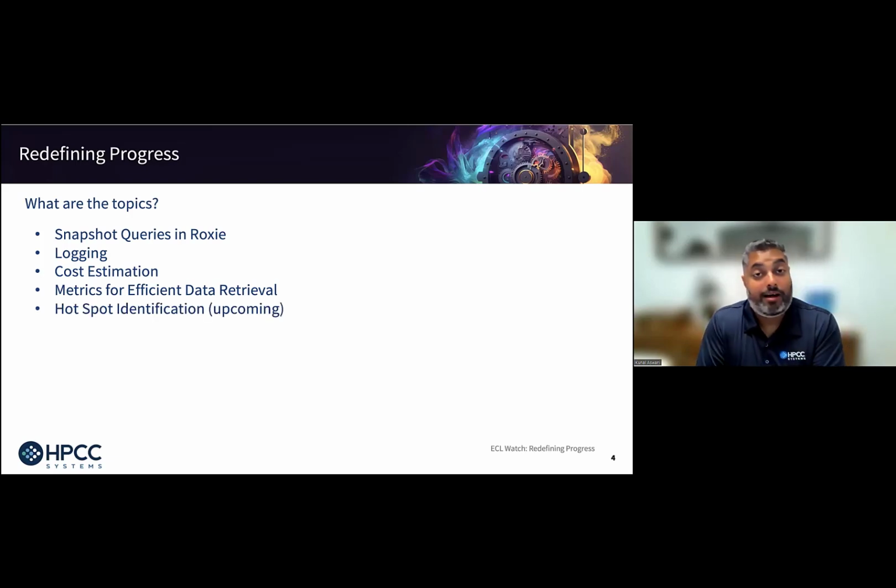And finally, hotspot identification, an upcoming feature. While this topic is on the horizon, it's worth mentioning that identifying and addressing hotspots, areas with disproportionately high query loads, is a critical aspect of performance optimization. By proactively identifying these areas, we can preemptively allocate resources and prevent performance degradation. Stay tuned for more on this exciting topic in future discussions.